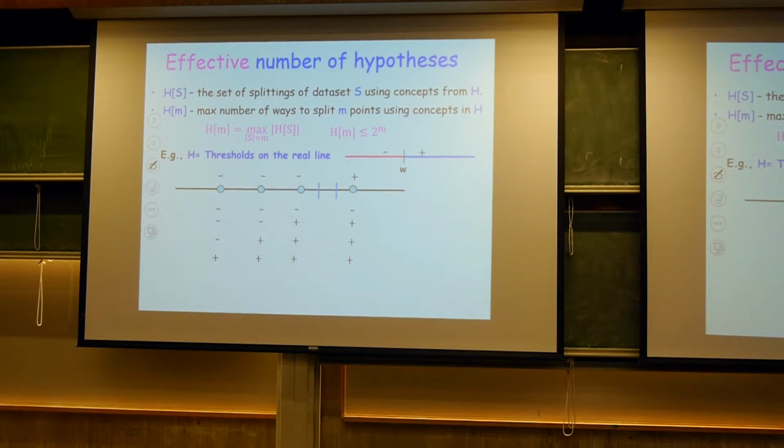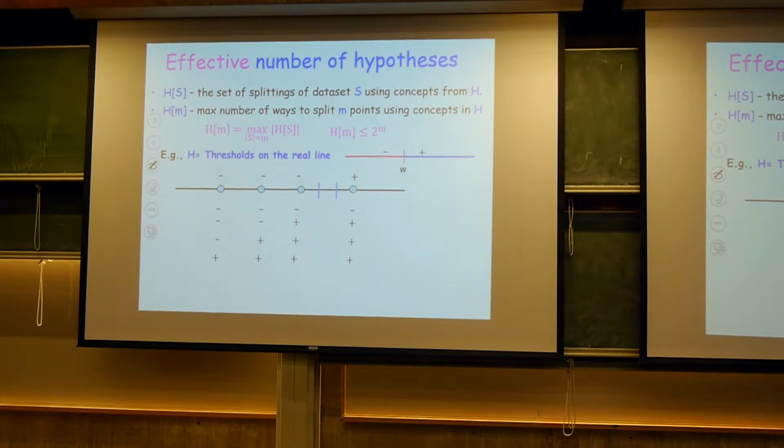Because basically I can put the threshold here. If I put it here, then I get all positive, or I can put it here, then I'll get this labeling, and so on, right? So there are 5 places where I can put my classifier, and that will induce a different labeling of the set of points. This is for these 4 points.